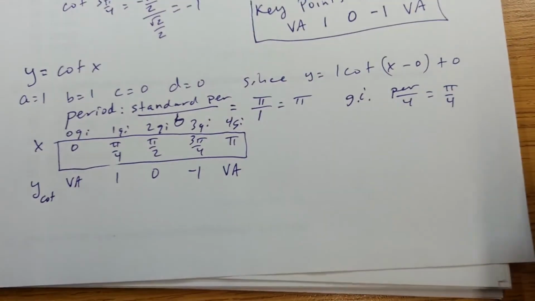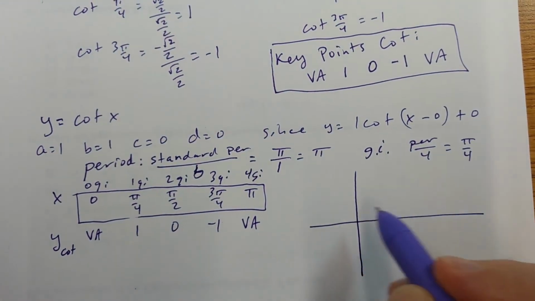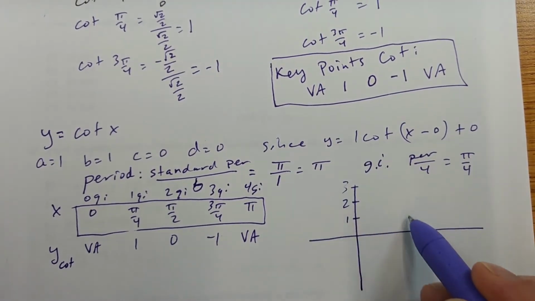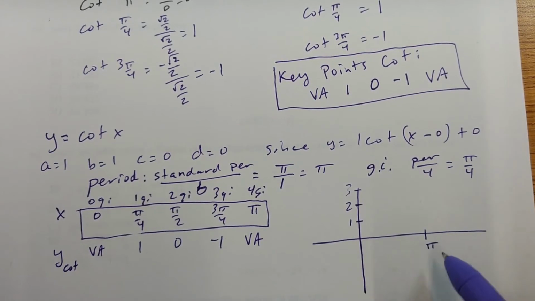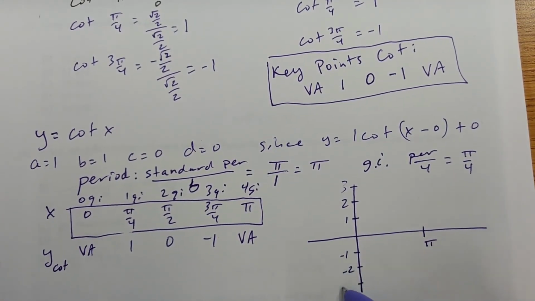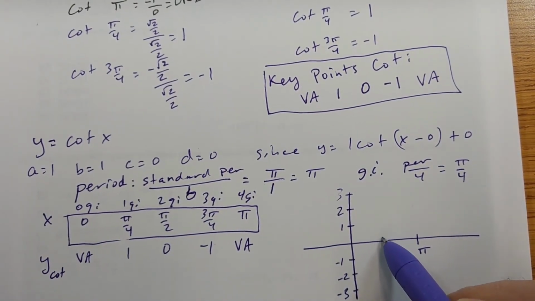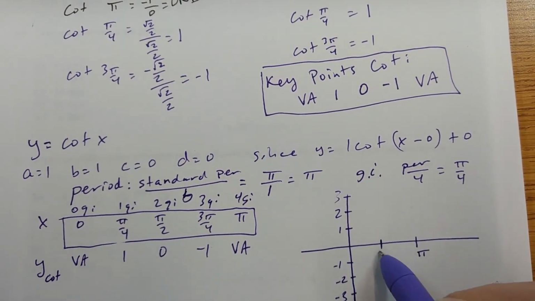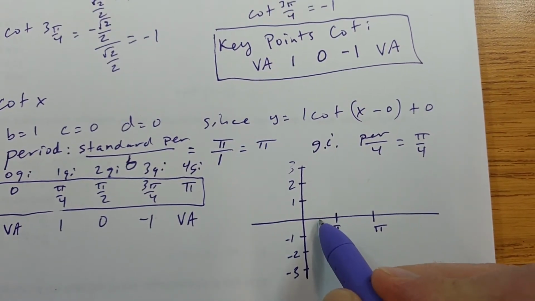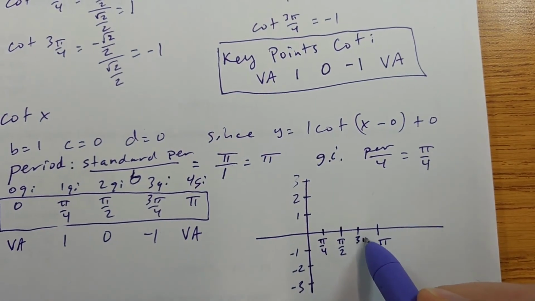So let's see, our graph will look like this. We'll go 1, 2, 3, so that here is our pi units. We'll go -1, -2, -3, and then we'll break our period into 4 pieces. So this is 0, halfway between 0 and pi is pi over 2, and halfway between 0 and pi over 2 is pi over 4, and this is 3 pi over 4.